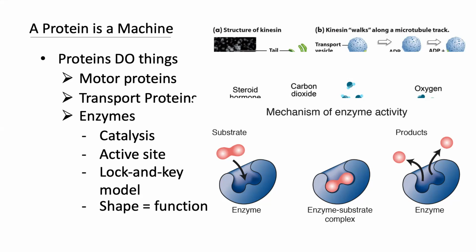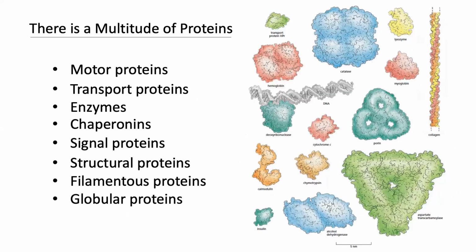The shape of a protein equals how it functions in the cell. If it's shaped wrong, it will function wrong. If it's not functioning properly, it's probably shaped wrong. They are highly, highly intertwined concepts. That is an important concept to understand when trying to understand how enzymes work.